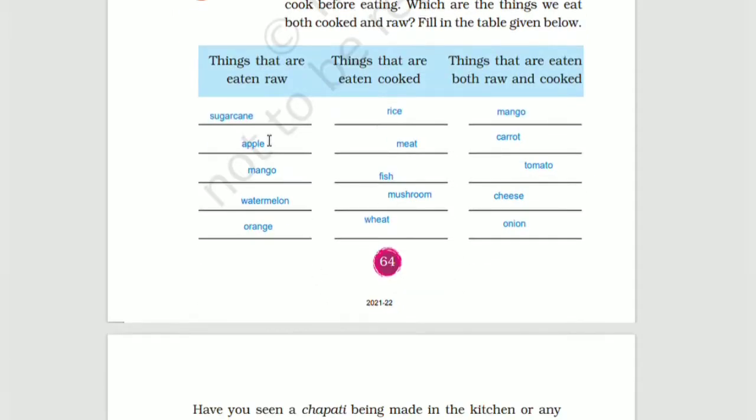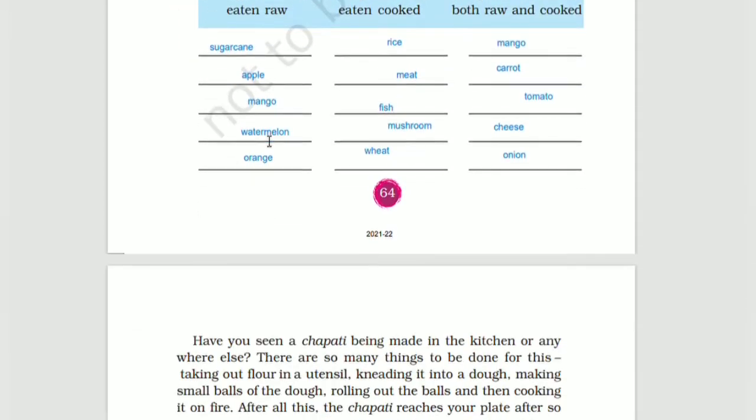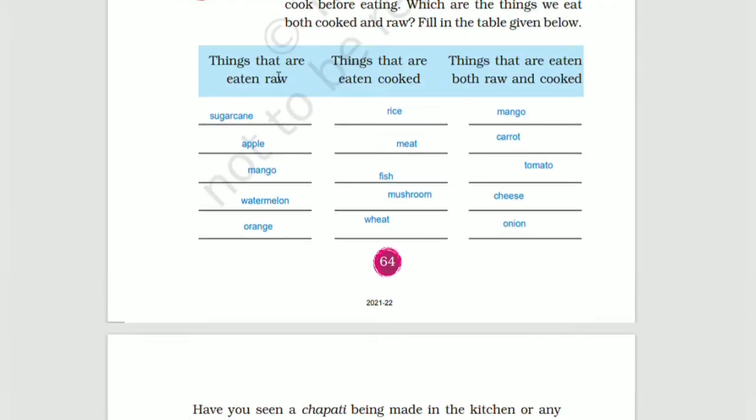Sugar cane, apple, mango, watermelon and orange. These are the substances which can be eaten raw. Things that are eaten cooked. After cooking only we are able to use these substances.